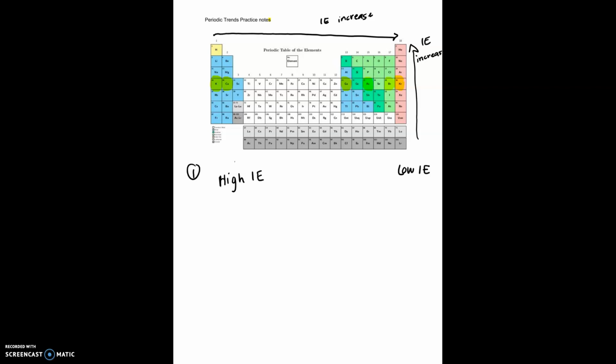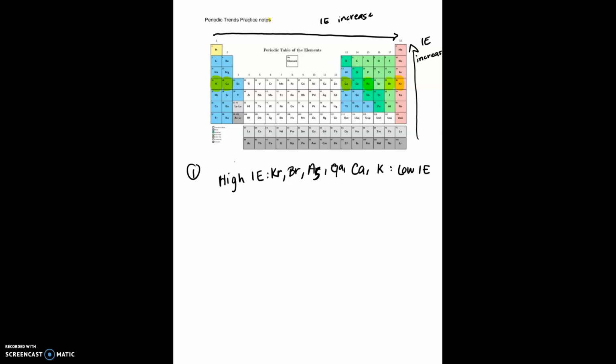Okay, so if we look at the trend, we can sort of just place these going lowest to highest. The potassium is going to go over here. Calcium is not as low as potassium, so it's going to go just to the left of it. And then gallium, arsenic, bromide, and krypton right at the end.